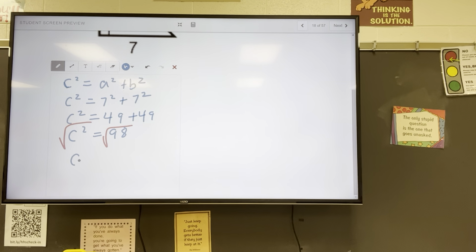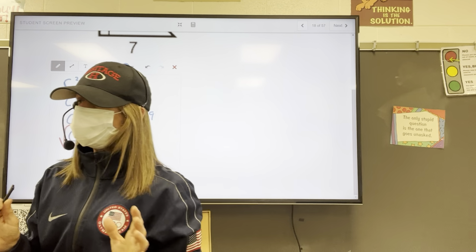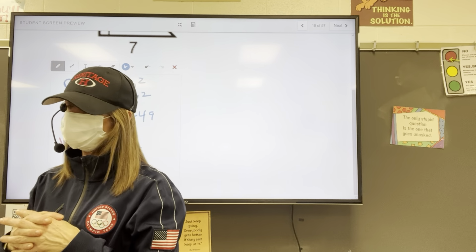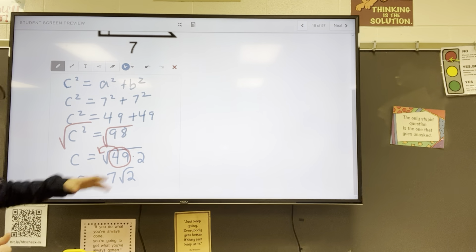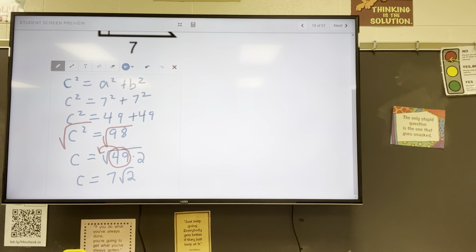So C equals... I'm going to break this 98 up into 49 times 2. This is a perfect square that's going to come out. And look, we got the same exact answer: 7 root 2. So rather than go through all this for these types of problems, we're just going to memorize this relationship. 7 root 2. Done.